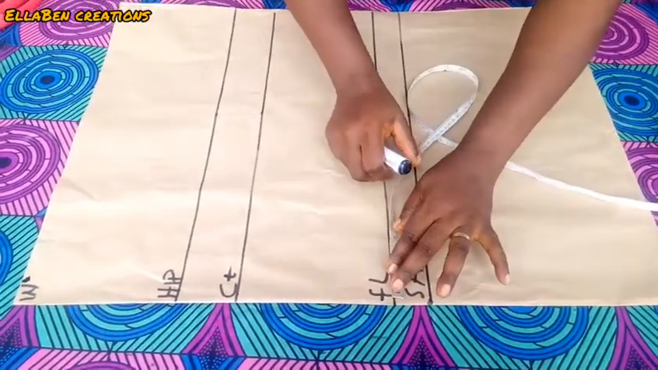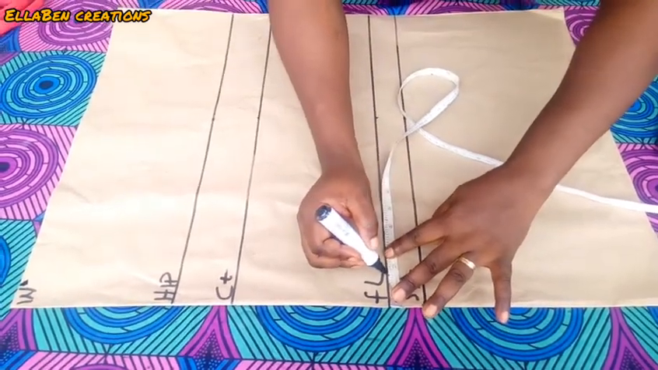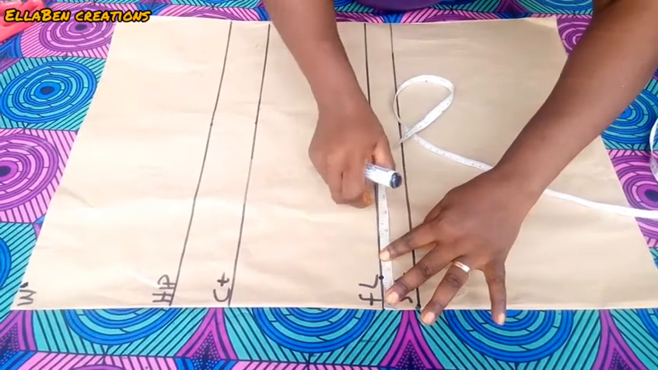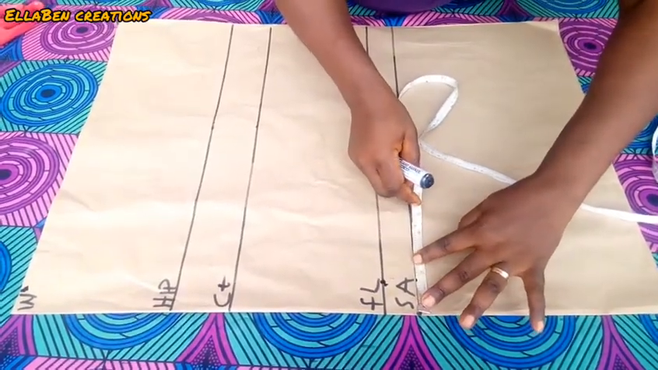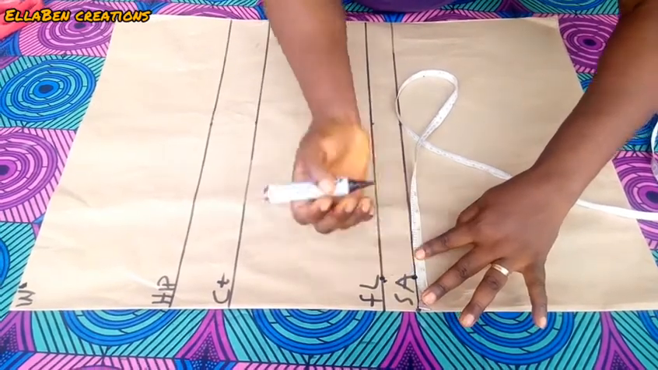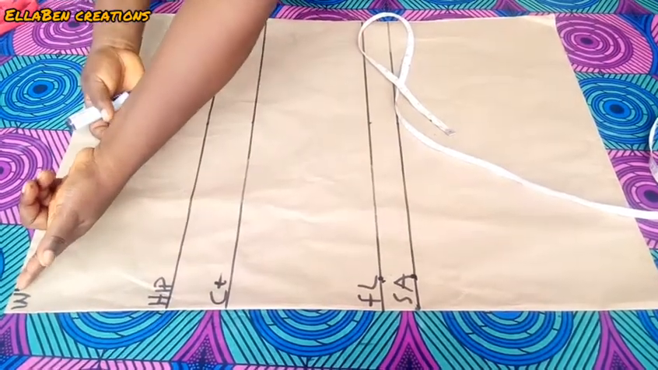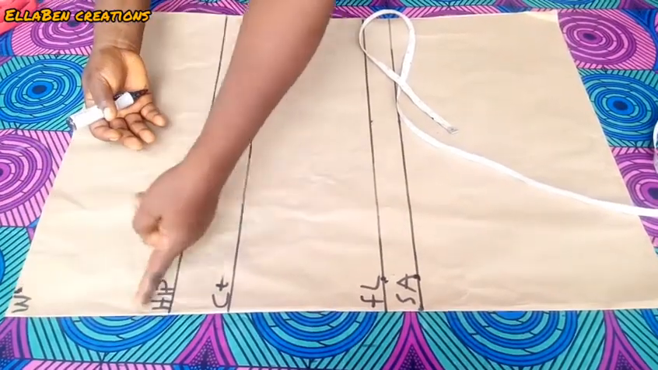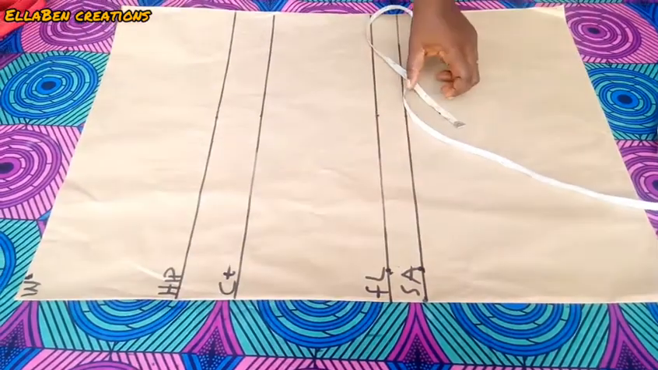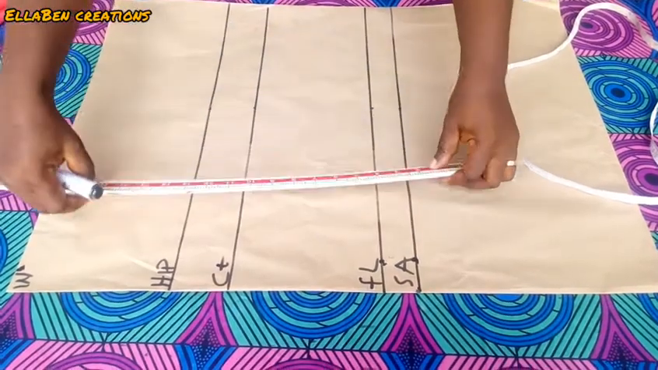Okay, you come down to the full length of the shirt. You go in by 1.5 inch, or you can go in by 2 inch. It depends on your preference. You bring it down to the sewing allowance and you mark. Okay, so now all you need to do is to connect all the lines from the waist to the hip, then from the hip to the sewing allowance. Okay, so let's do that.